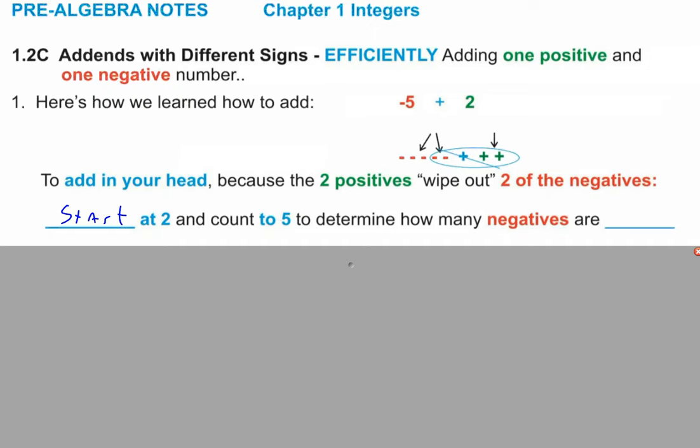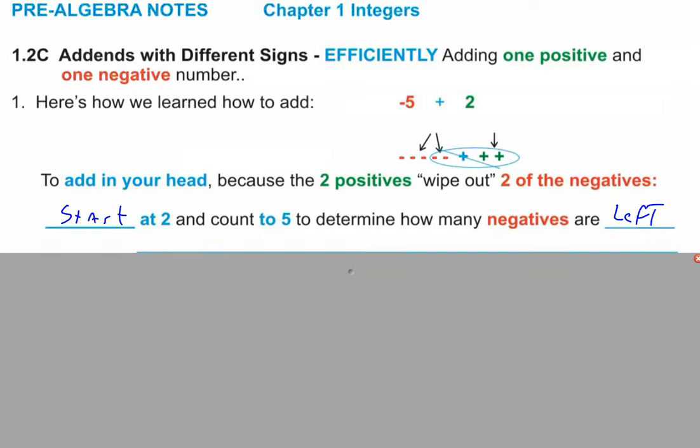Because isn't the answer negative 3? See, I start at the number with the least, at 2. Now count to 5. 3, 4, 5. And I'm figuring out how many are left. So start at 2, count to 5, determine how many negatives are left. That's all you need to do. Every time. As long as one of the numbers is positive and the other number is negative, that's how we do it.